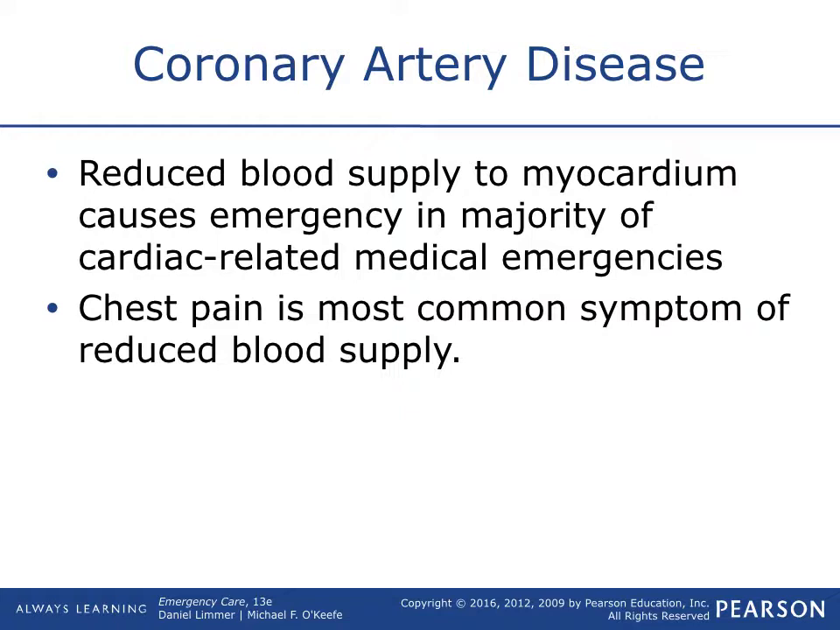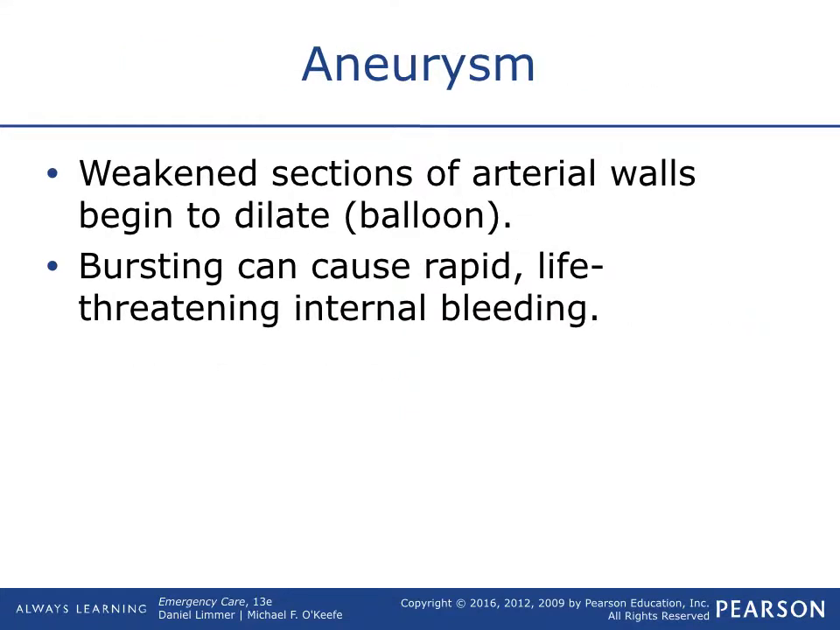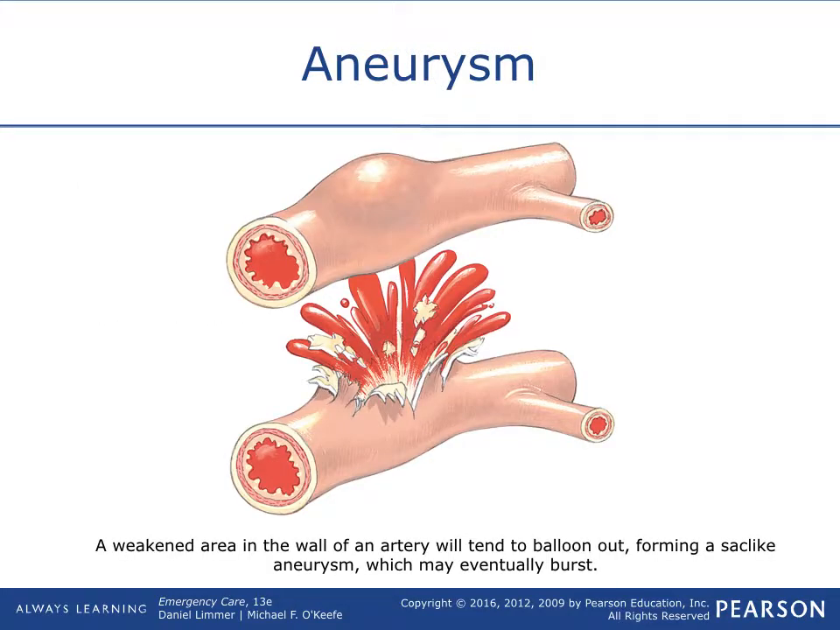An aneurysm: a weakened section of the arterial walls begins to dilate and balloon. An aneurysm bursting can cause rapid life-threatening internal bleeding. So right there, an aneurysm. There's a buildup there. Again, you can see in this picture, the weakened wall balloons out.